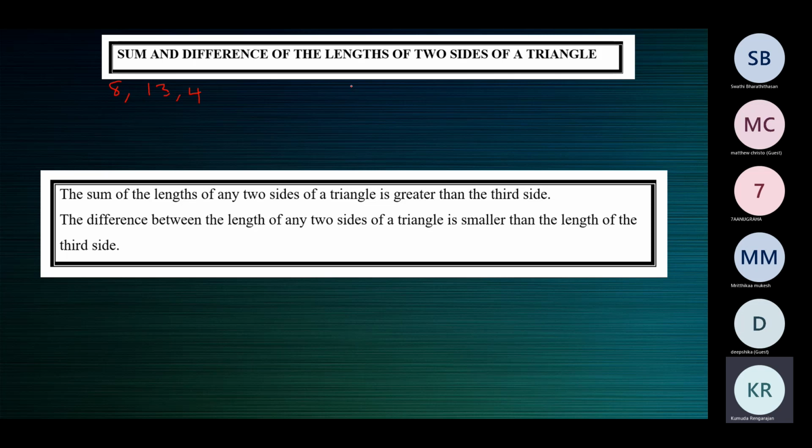First, write any two sides. So 13 and 8, you're writing 13 minus 8. And write the third side here. What's the third side? When you take 13 minus 8, the third side is 4.